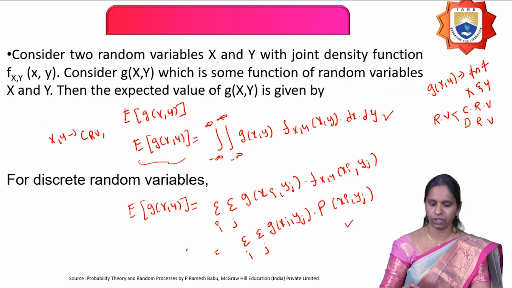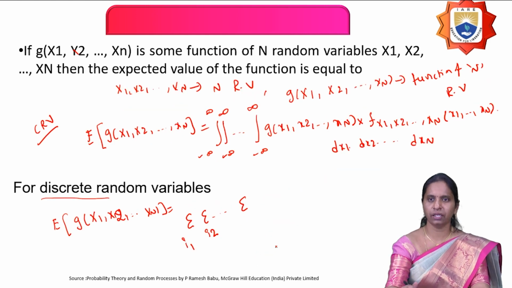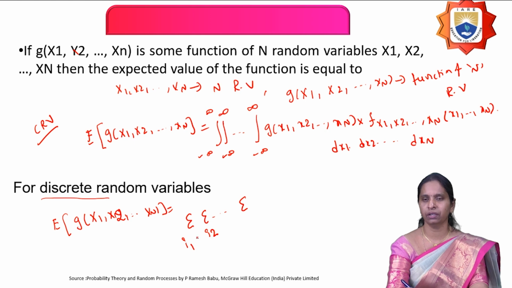Let us say I am taking i1. Previously we had only 2 variables, so I took i and j. Since you have n random variables, I take n number of variables like i1, i2 and so on in. So i1 equals minus infinity to infinity, i2 equals minus infinity to infinity, and so on, and in is also from minus infinity to infinity.